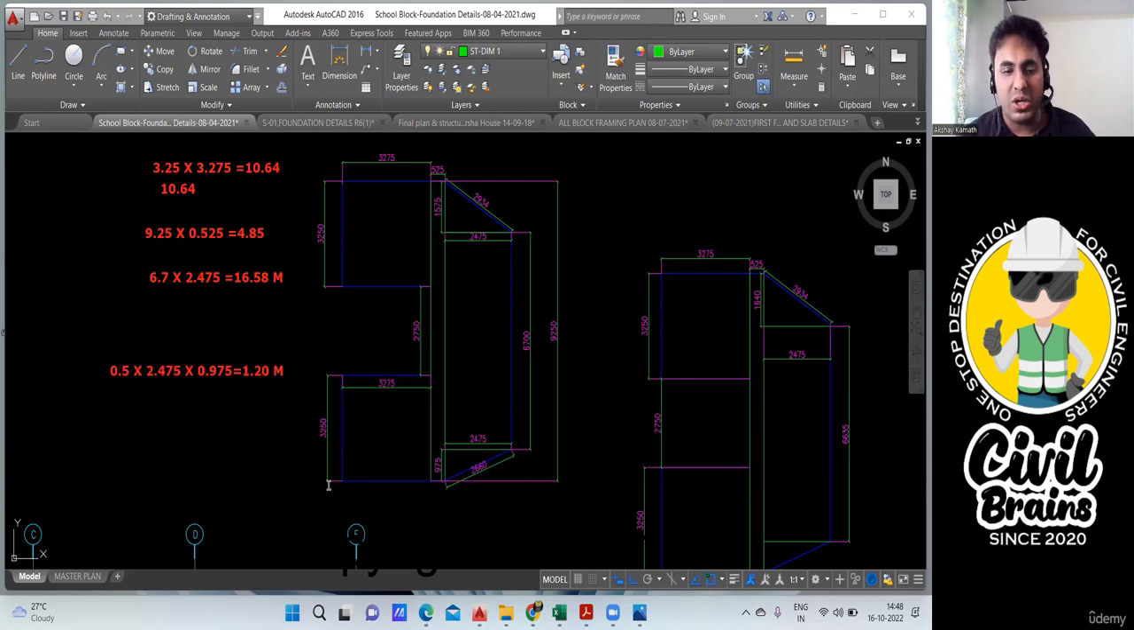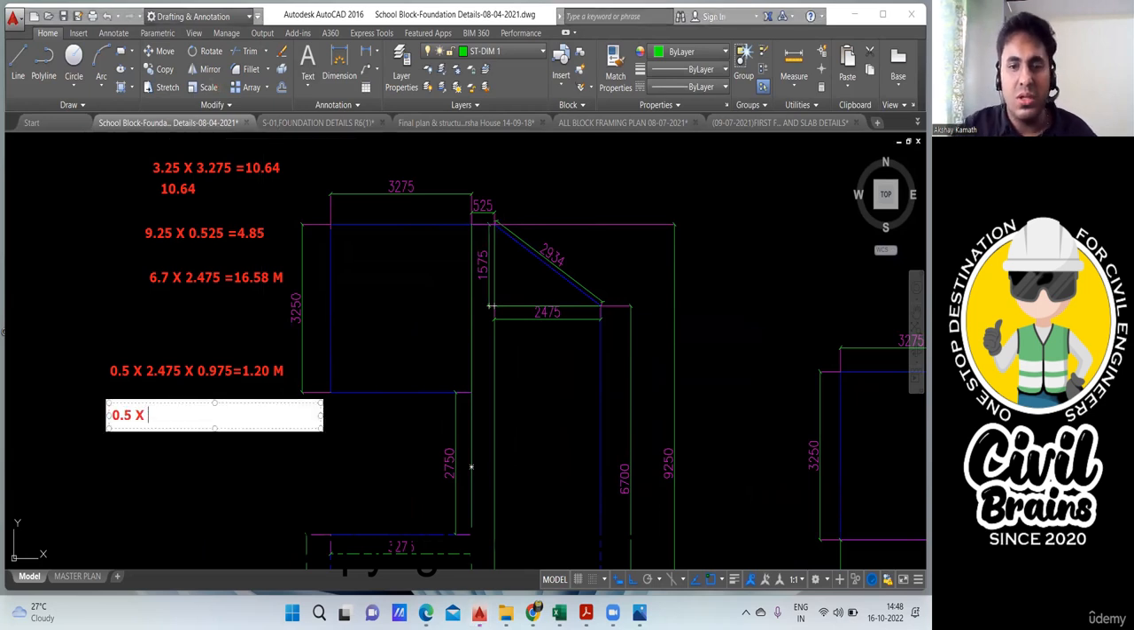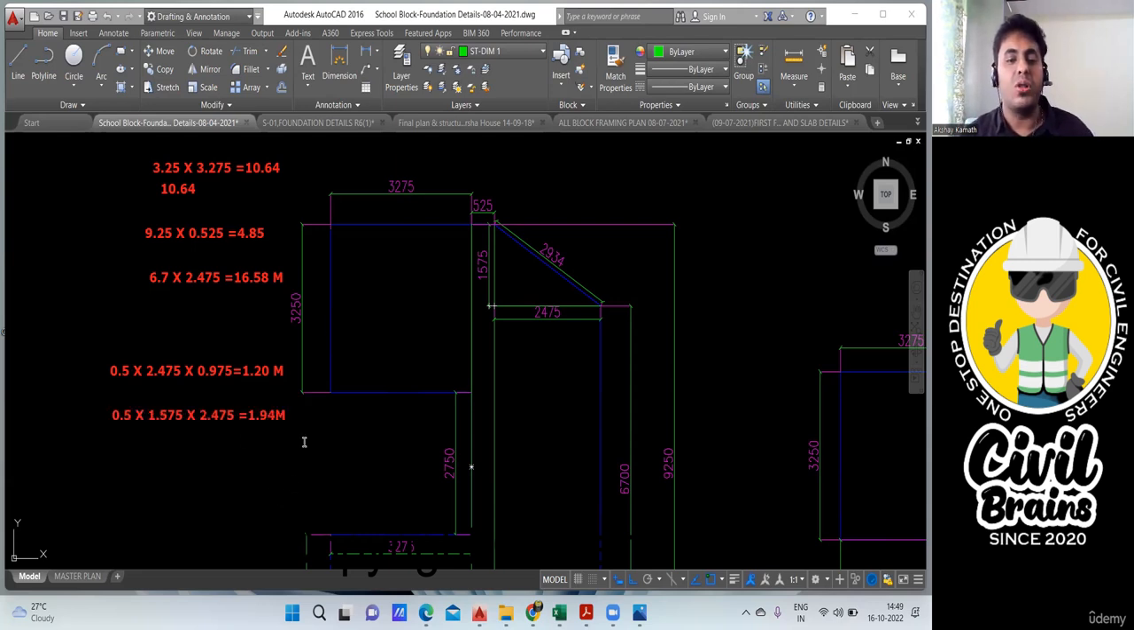Next, I'll go with this particular triangle. In this triangle, this is 1.575 and this is 2.475. Just try to do that. Again, half into length 1.575 into 2.475. So 0.5 into 2.475 into 1.575 is 1.94 meter. Done. Now you add all the areas. You should get the AutoCAD value that we have got.